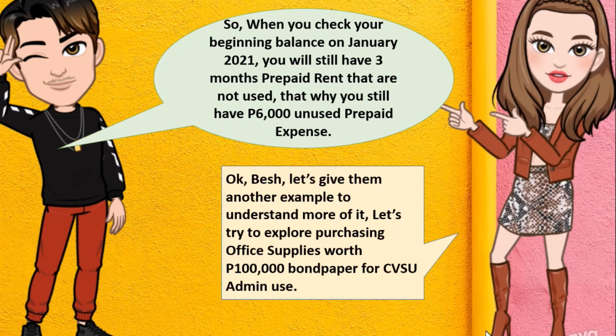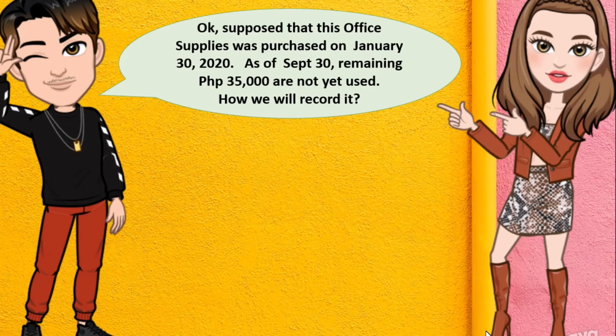Okay, Besh. So let's give them another example to understand more of it. Let's try to explore purchasing office supplies worth 100,000, bond paper for CVSU admin use. Suppose that this office supplies was purchased on January 30, 2020. As of September 30, the remaining 35,000 are not yet used. So how will we record it?